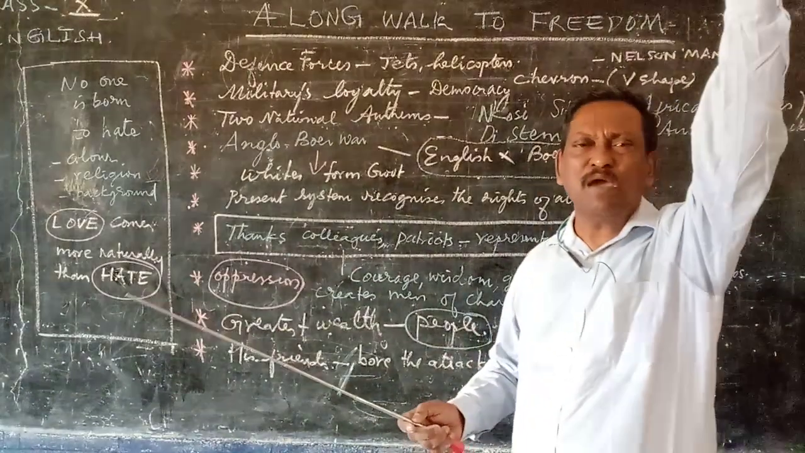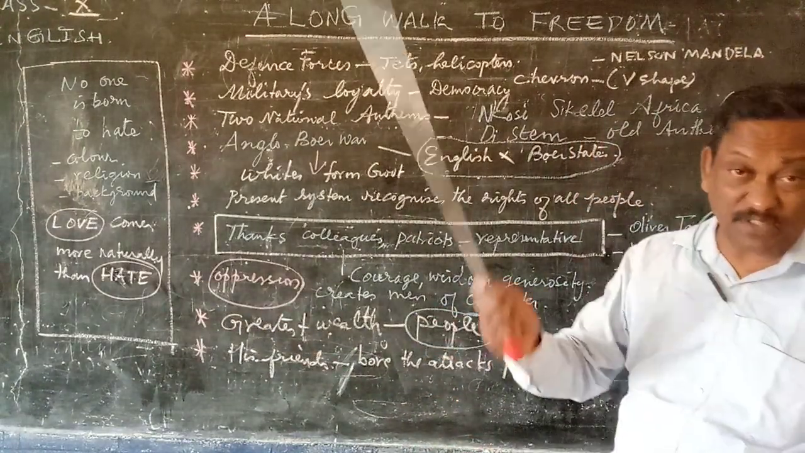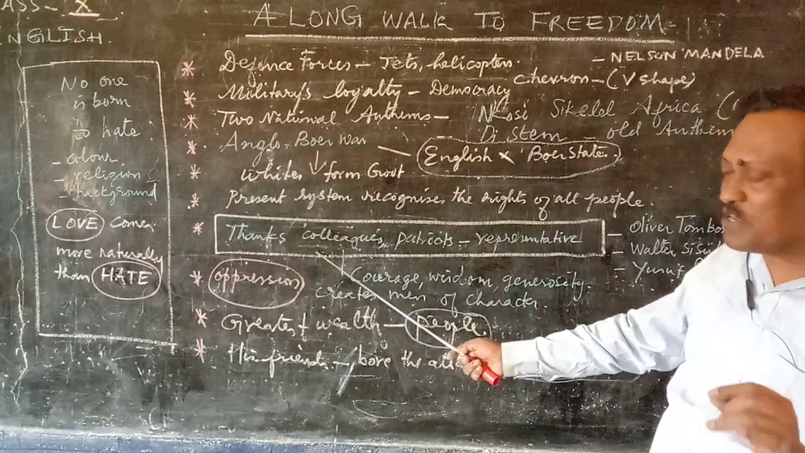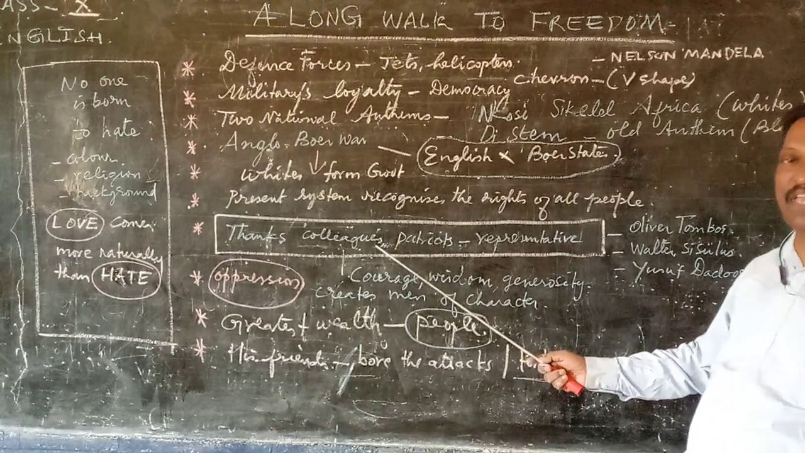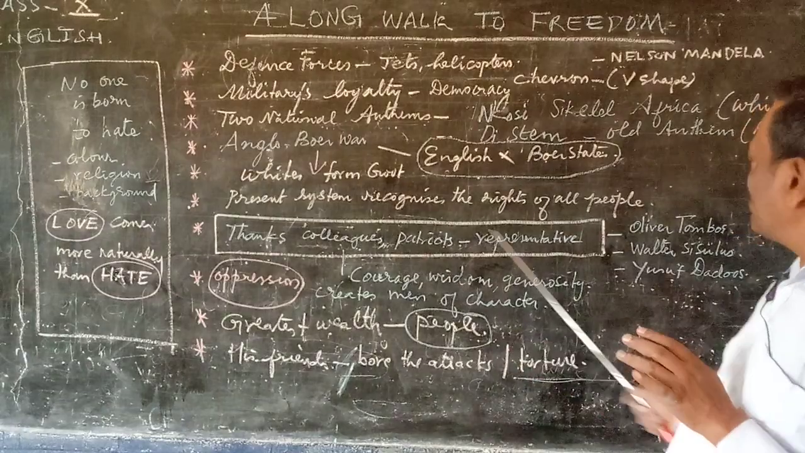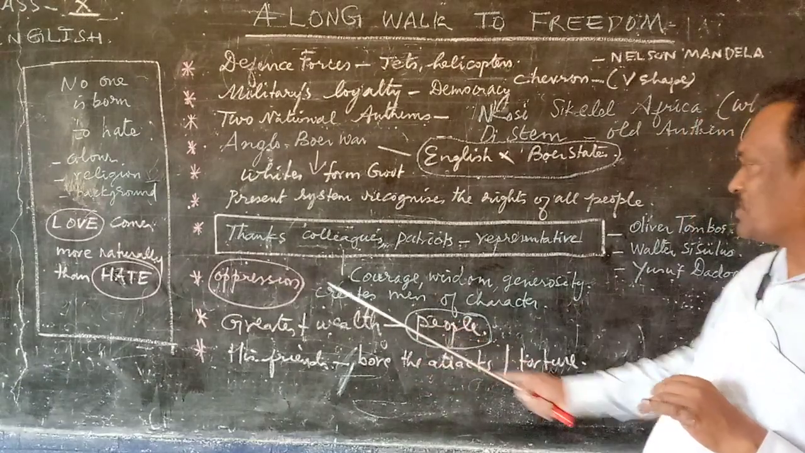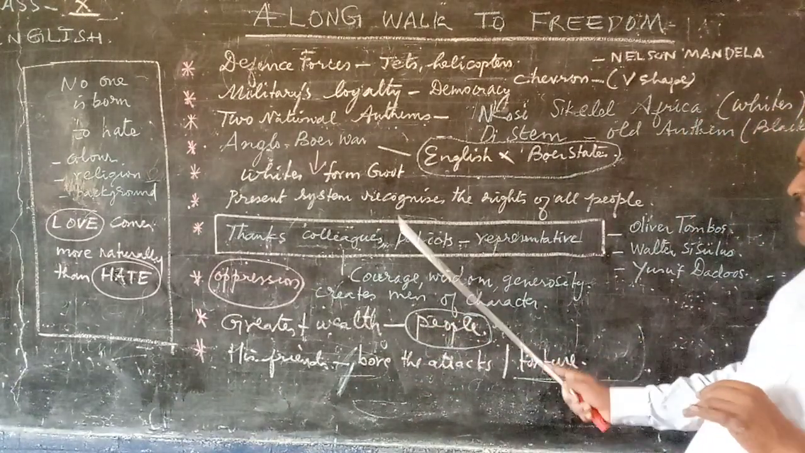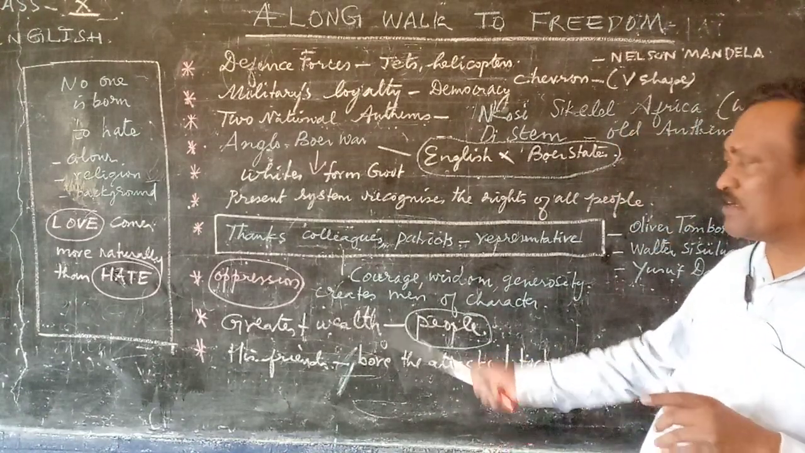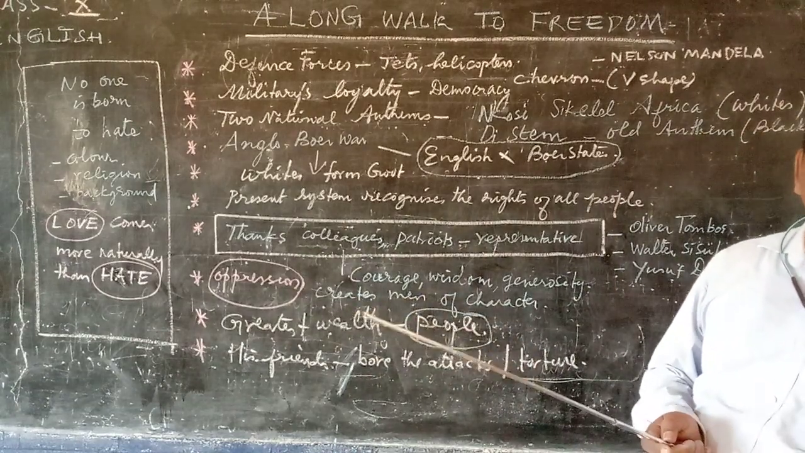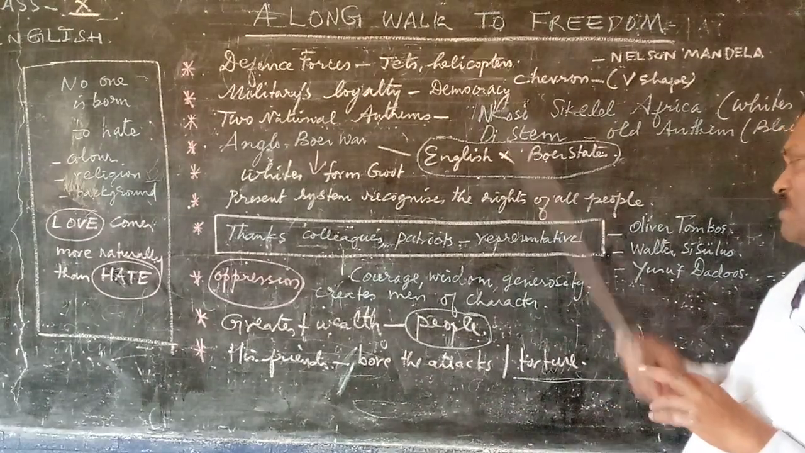So the blacks put up a protest, they fought against the white domination, and as a result South Africa became free. And we must also remember that Nelson Mandela does not forget his friends who took part in the freedom struggle, and he mentions a few of them. You can go through their names in the book. And then he also says oppression has taught him some valuable virtues: courage, wisdom and generosity. And the most important point to be noted is that the greatest wealth of a nation does not lie in its mineral or monetary wealth, but in its people.